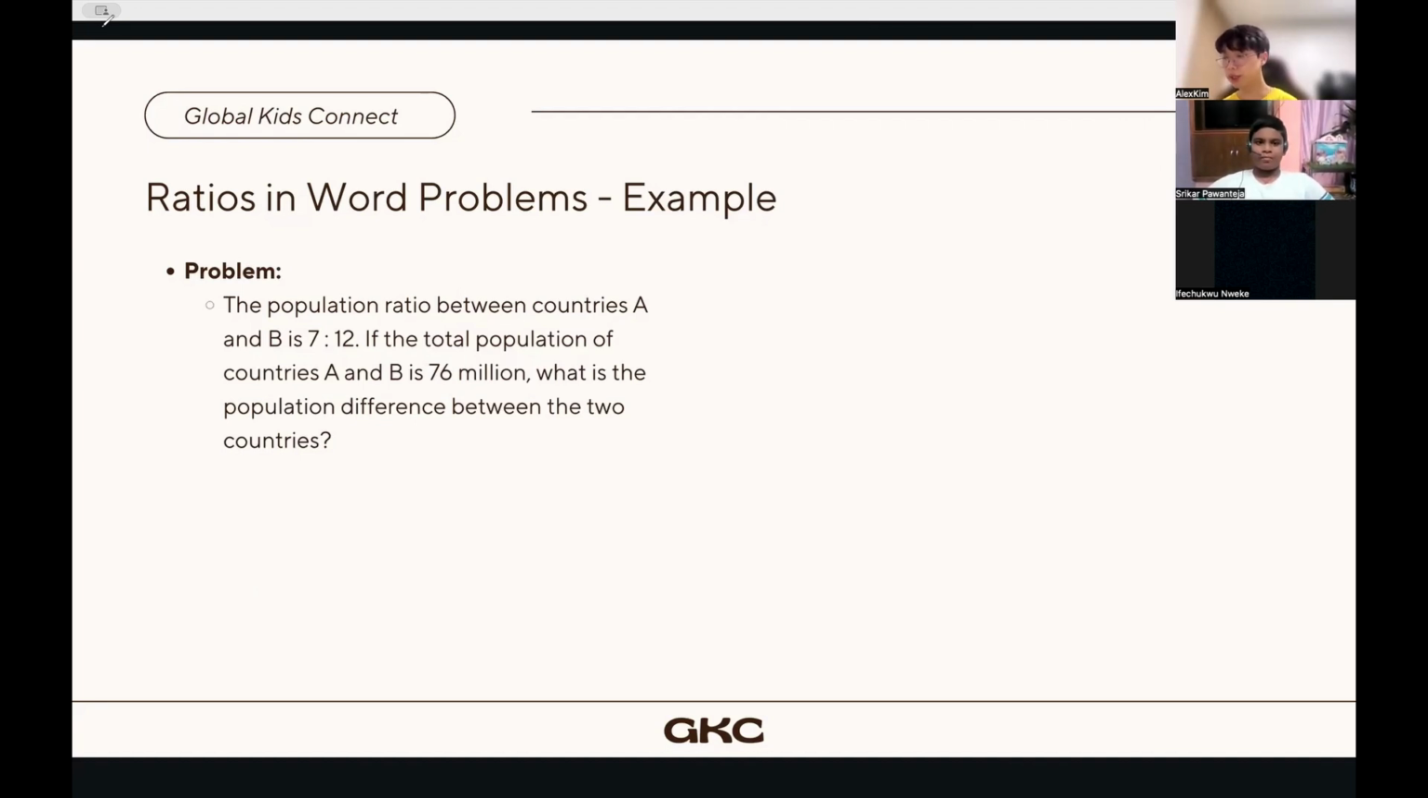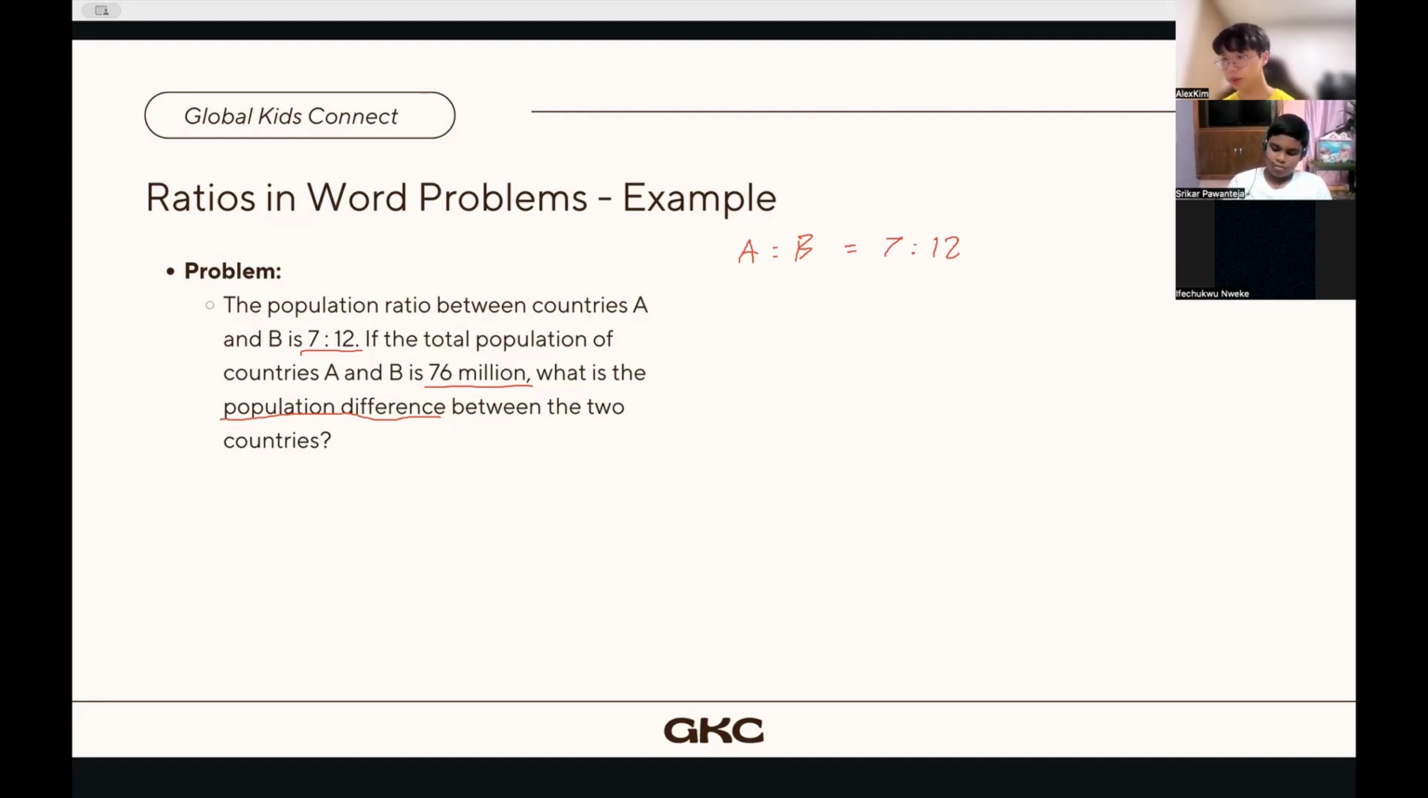The problem states the population ratio between countries A and B is 7 to 12. If the total population of countries A and B is 76 million, what is the population difference between the two countries? There are a couple of things we have to first analyze. The ratio of the population in countries A and B is given, so we can say that the ratio of population A to B is equal to 7 to 12.